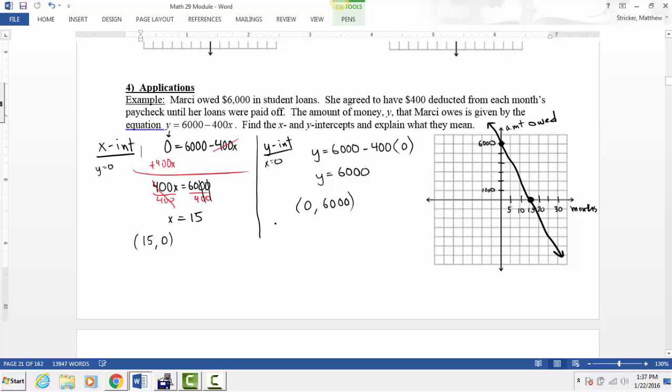So this means maybe we could say Marcy hasn't paid back any of her loan, because no time has passed. 0 months have passed. She hasn't paid back $400 once. So she still owes the full $6,000. But what does this one mean? Now 15 months have passed. And how much does she owe? Nothing. Marcy has paid off her loan.